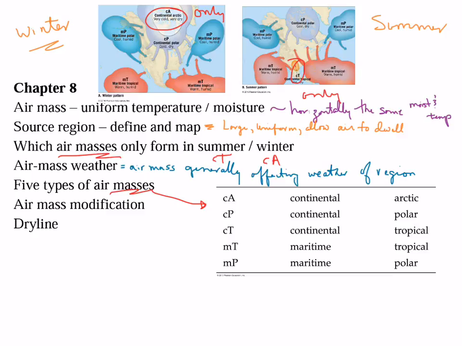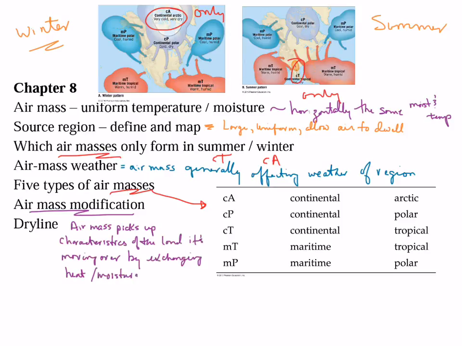And then air mass modification. Basically, when an air mass leaves its source region and travels anywhere else, it's going to exchange heat and moisture with the new region it moves over. So air mass modification: an air mass picks up characteristics of the land it's moving over by exchanging heat and moisture.